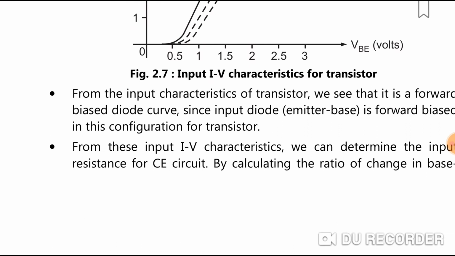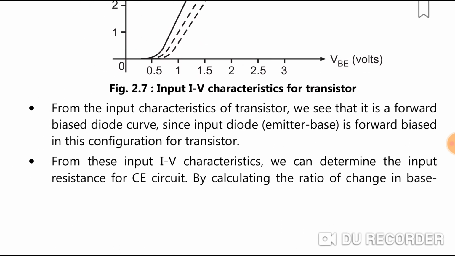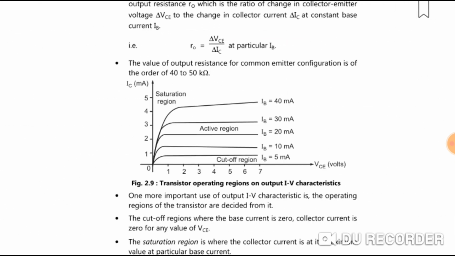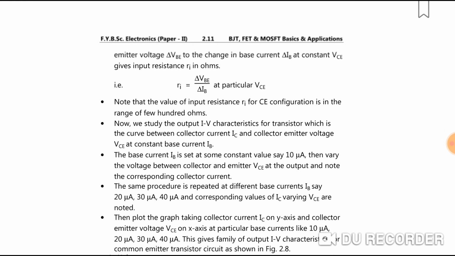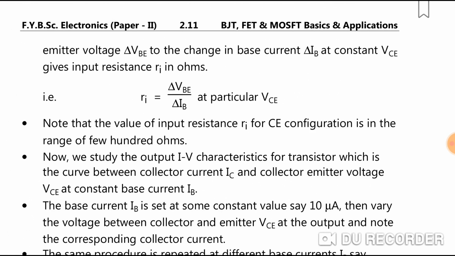From the input characteristic of the transistor, we see that it is a forward bias diode curve. Since the input diode is forward bias in this configuration for the transistor, from this input characteristic we can determine the input resistance for the CE circuit by calculating the ratio of change in base emitter voltage delta VB to the change in base current delta IB at constant VC, which gives input resistance Ri in ohms. So Ri is delta VB upon delta IB at a particular VC.